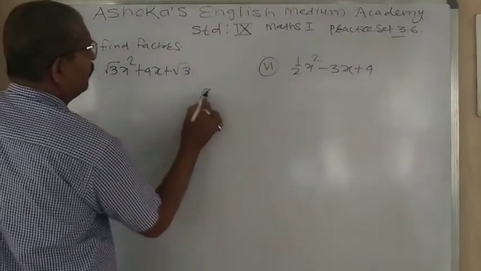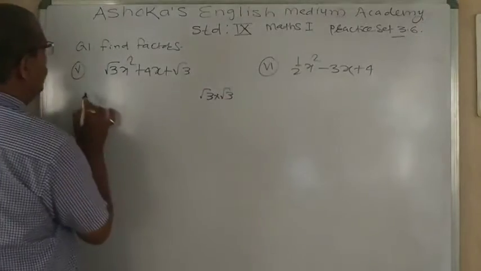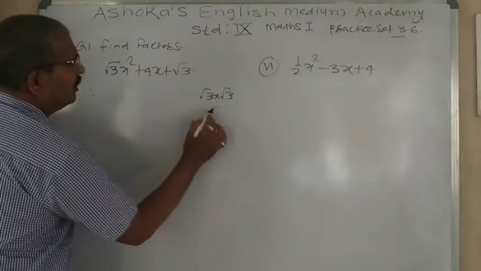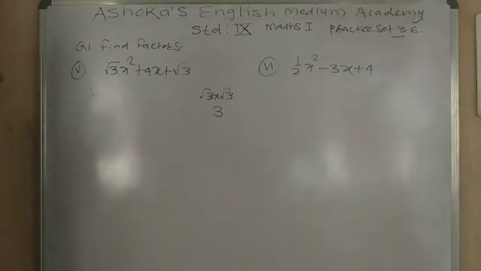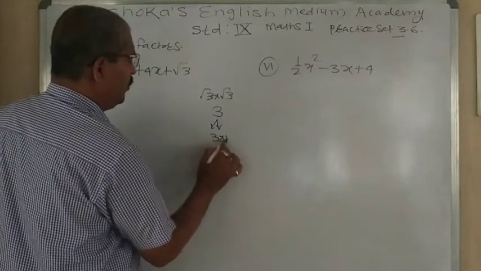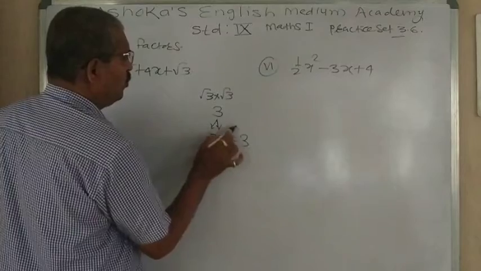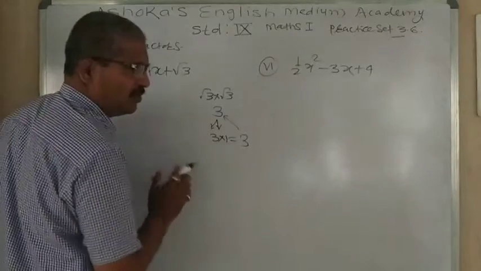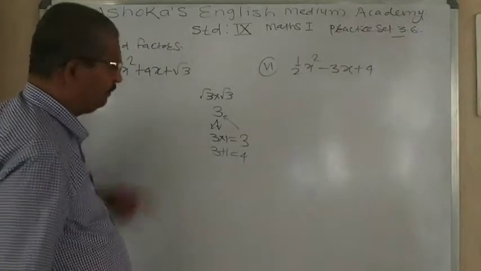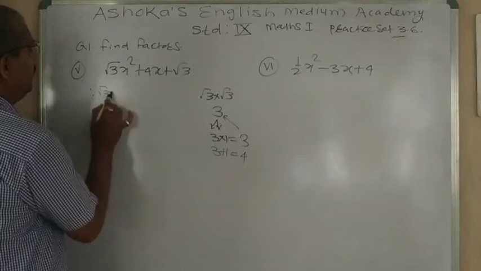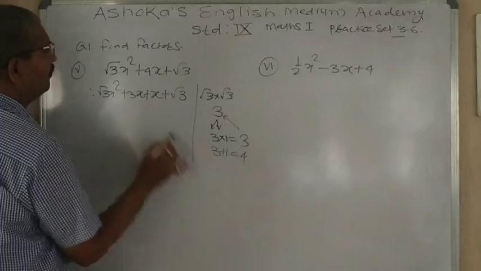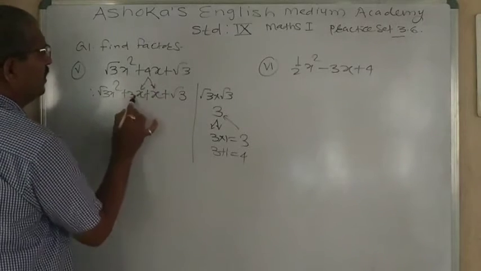Here root 3 into root 3. Root 3 into root 3 means only 3. Now we should split this: 3 into 1 equals the constant term. The multiplication is equal to the constant term, and 3 plus 1 equals the middle term. Therefore root 3 x square plus 3x plus x plus root 3. The splitting of 4x is done as 3x and x.